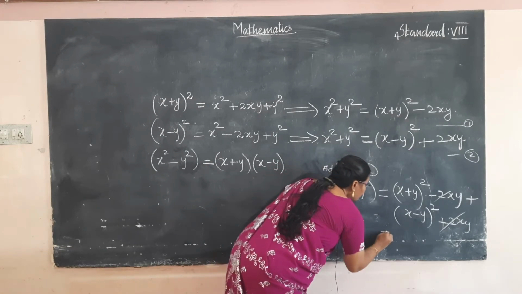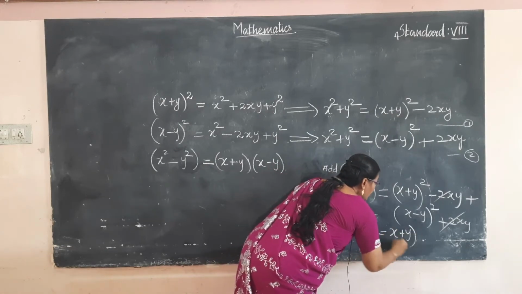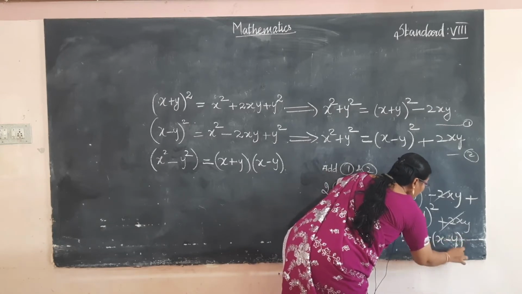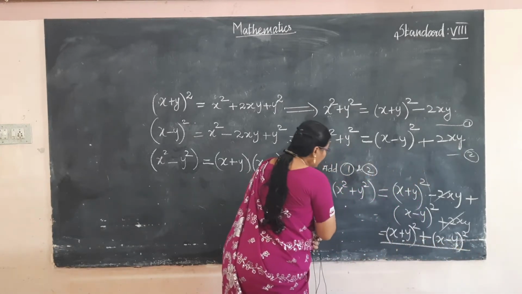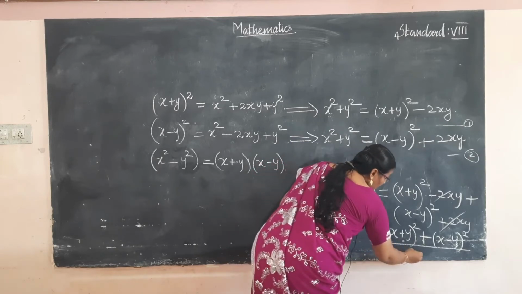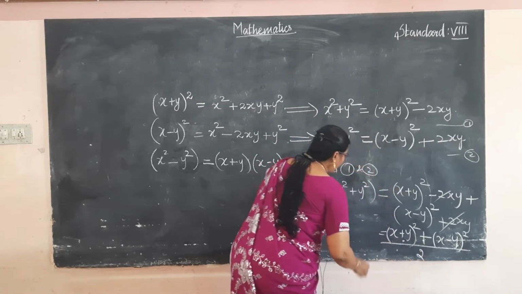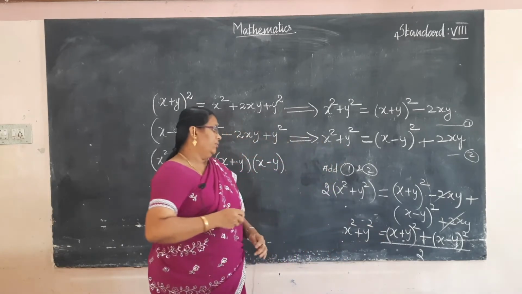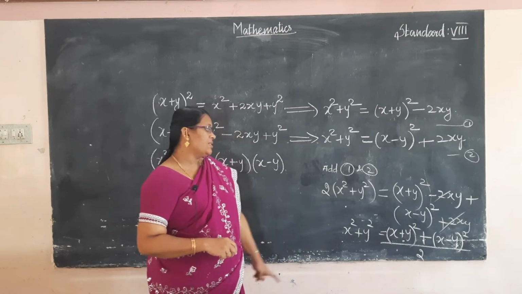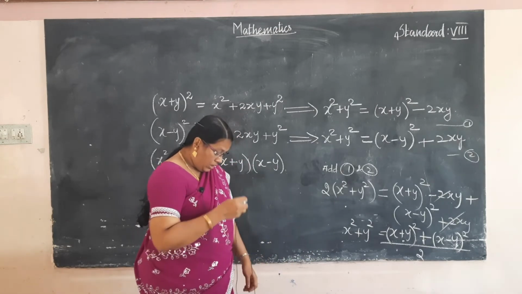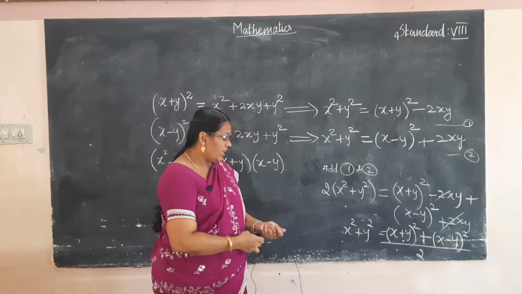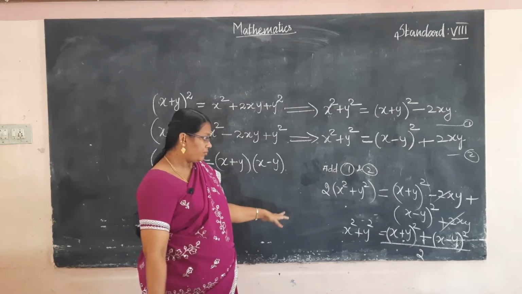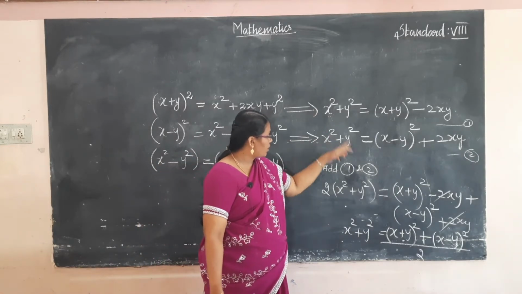What we get is x plus y the whole square plus x minus y the whole square, divided by 2. Here 2 is a product, so it moves to this side as division. So x squared plus y squared is equal to x plus y the whole square plus x minus y the whole square divided by 2. Okay, so these are the values of x squared plus y squared.